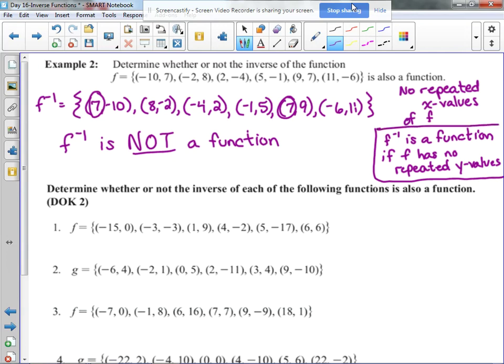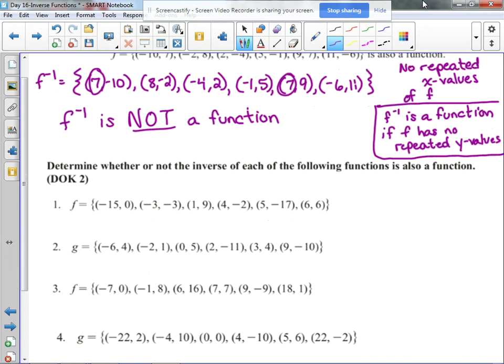So you don't have to list them all out. You absolutely can, if that makes more sense. It's less confusing and you don't have to worry about, okay, am I looking at x's, am I looking at y's, what am I supposed to look at? Just switch them and you're always looking at the x's. But if it's not confusing, f inverse is a function if f has no repeated y values.